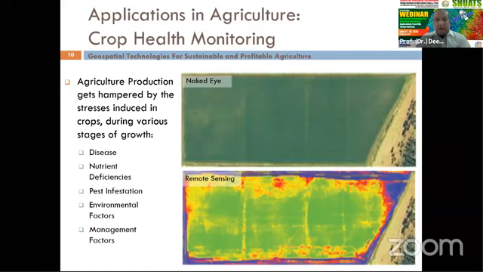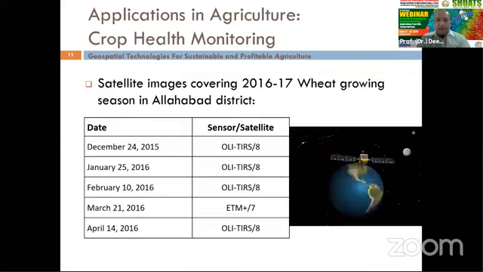And if the color of the crop to our naked eyes changes from green to brown when it shouldn't, then there could be a problem. So we need to go to the field and see what's happening in that region. It could be disease, maybe nutrient deficiency, pest infestation, probably environmental factors as well, over which we don't have much control, but certainly we have control over management factors. So we can look at that and try to correct it.